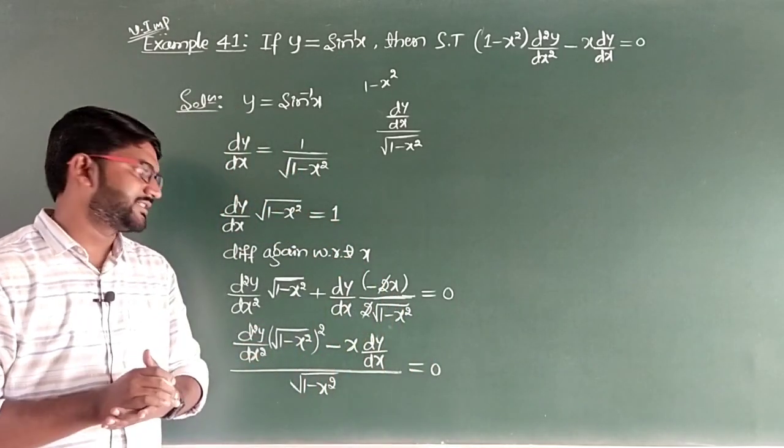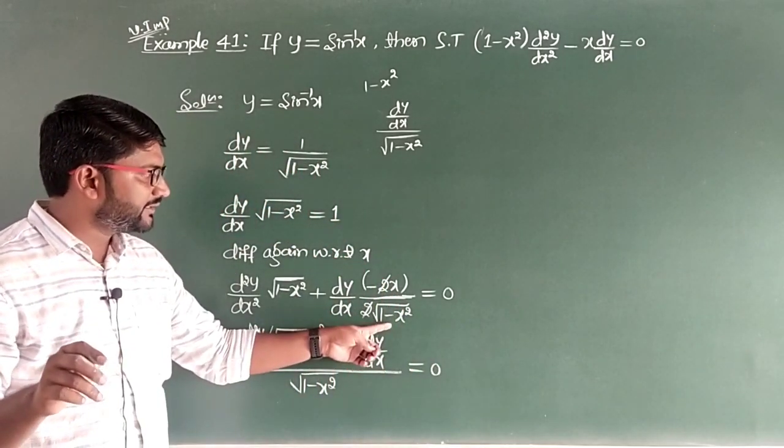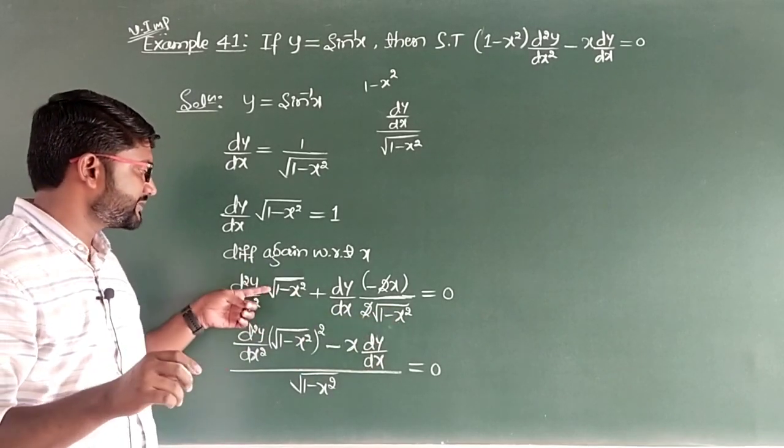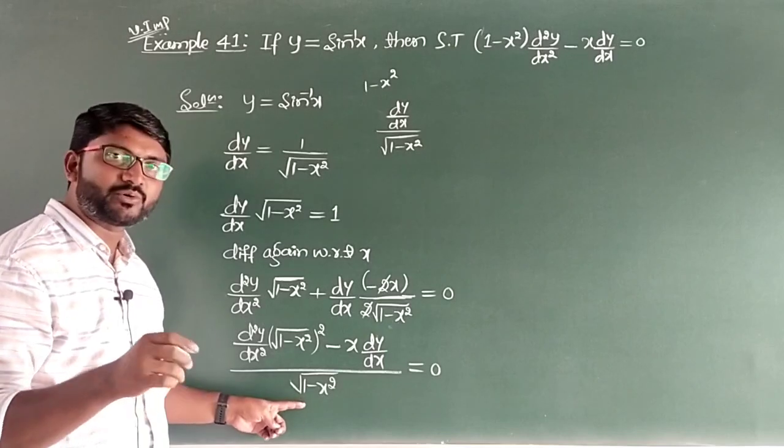I hope you understood this step. So here overall the LCM is going to be square root of 1 minus x square, and we have to multiply that term with this one. That's what I have done. Then whole divided by root 1 minus x square.